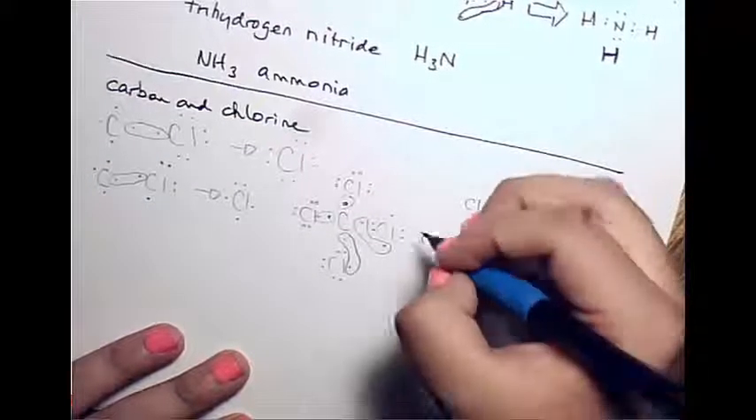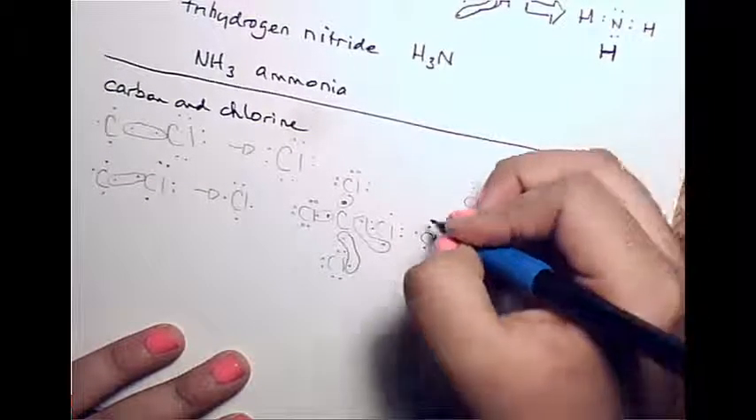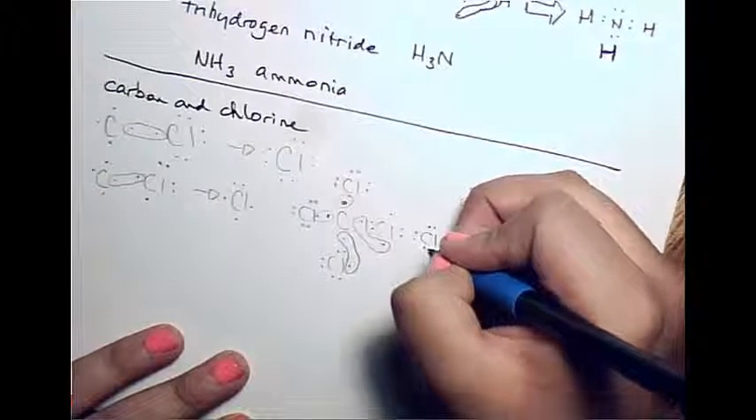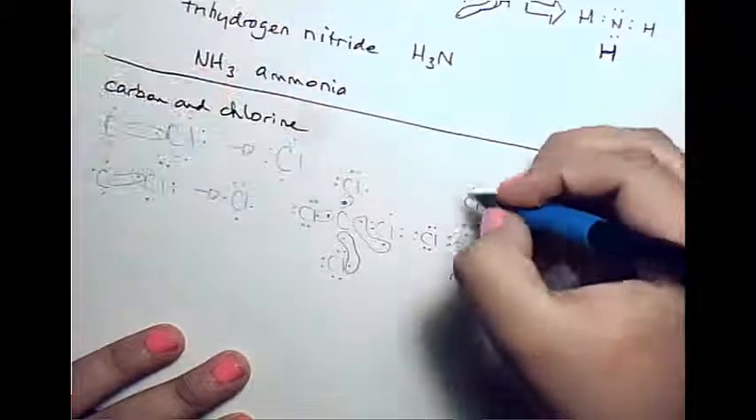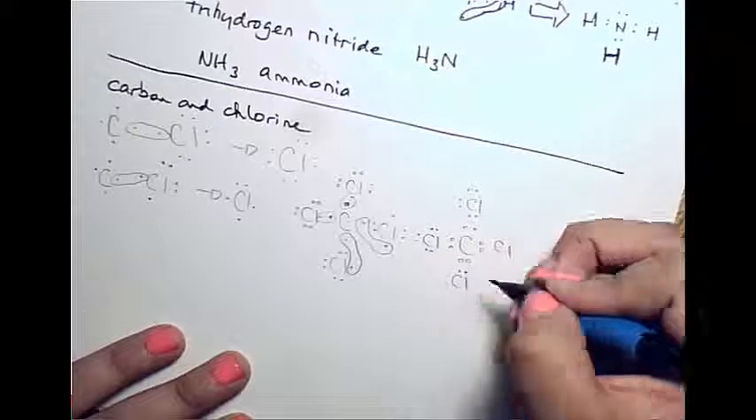So each of those carbons need 1, 2, 3 pairs of electrons around it. 3 pairs, not just 3 electrons, 3 pairs. See how you had 3 pairs around it here? Yeah, you got to keep them.